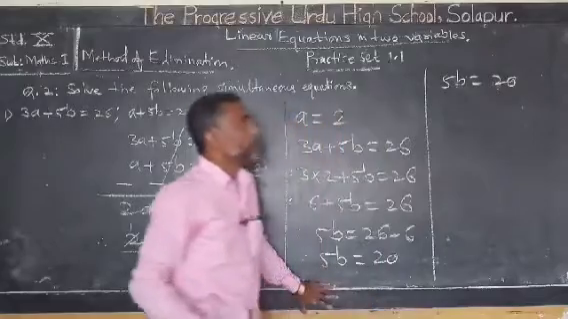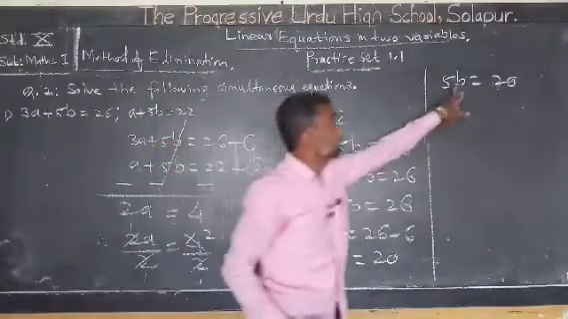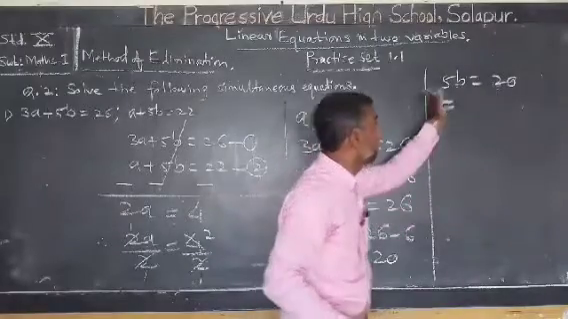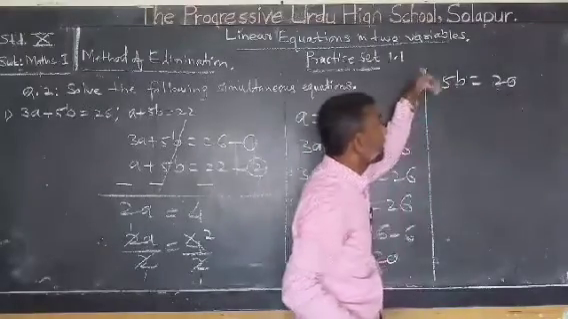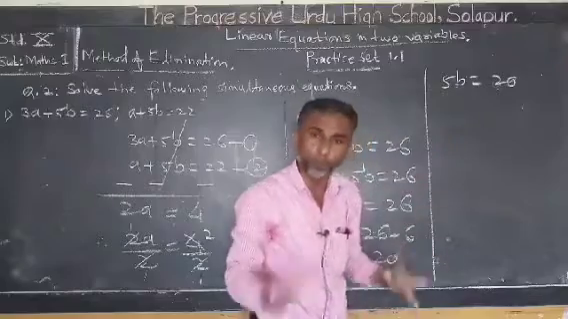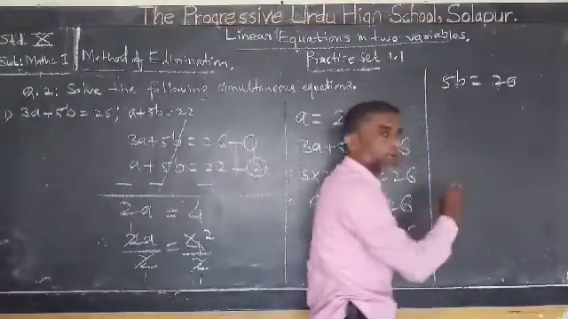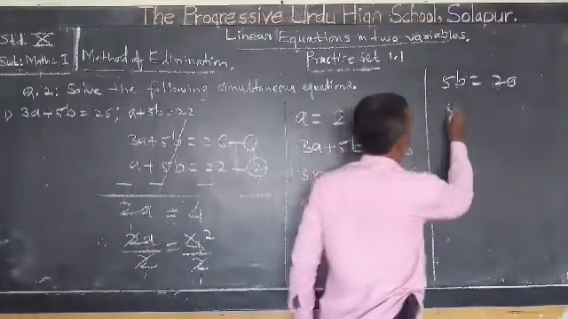Now, we want to find the value of b, but there is a coefficient 5. Then what should we do? If we divide both sides by 5, the 5 will eliminate, and you will get the value of b. So, dividing both sides by 5. Right here, write one sentence: dividing both sides by 5.